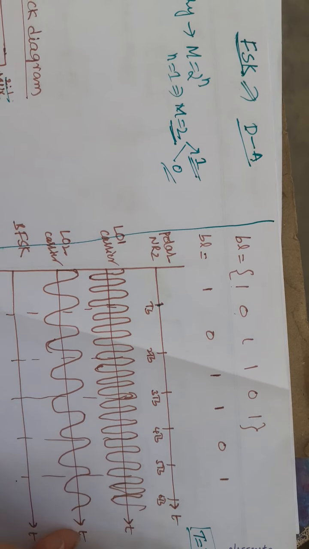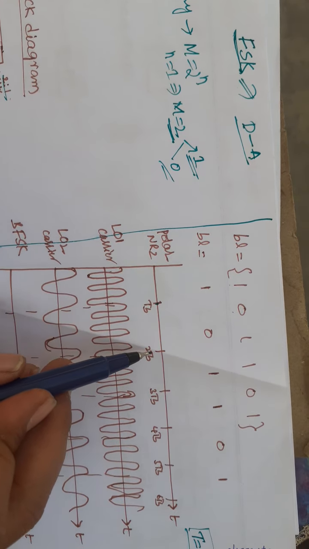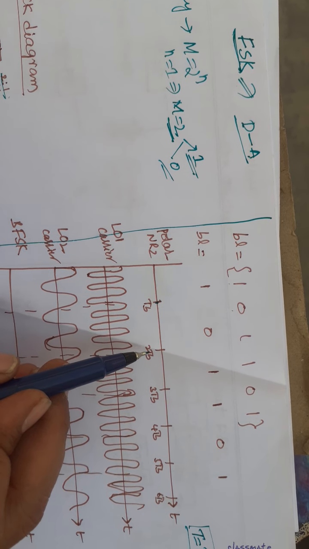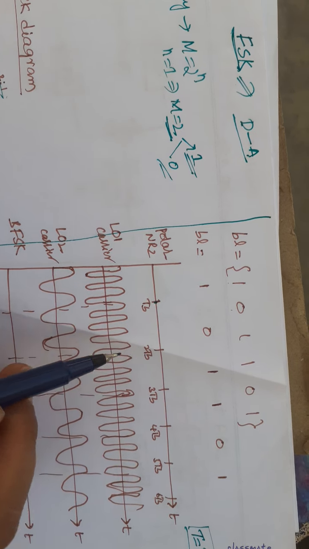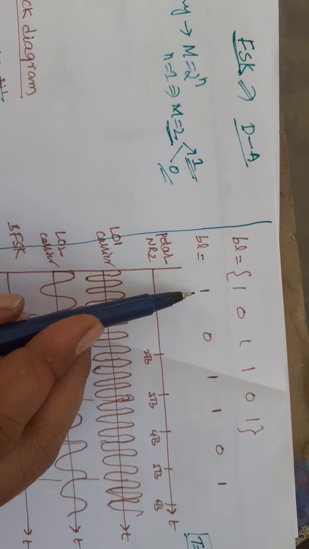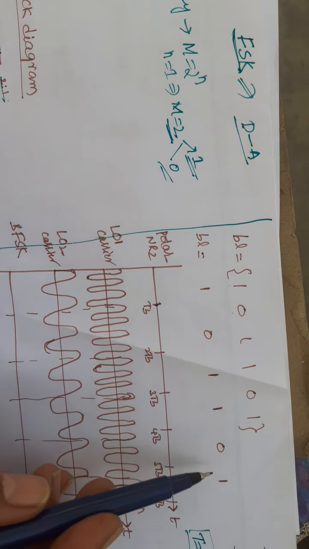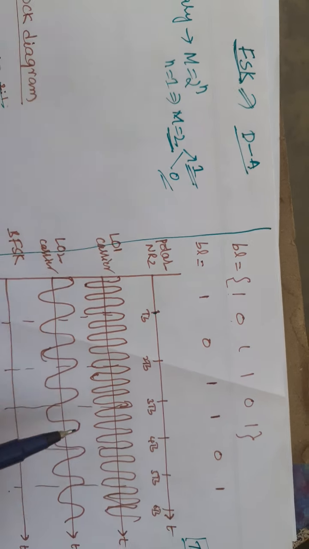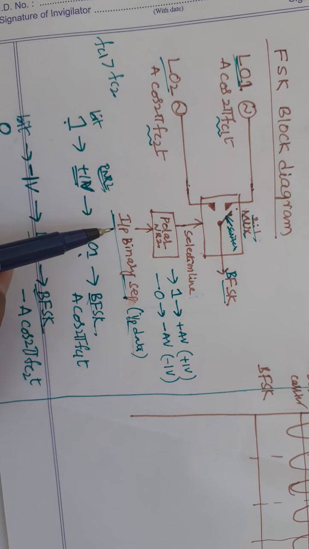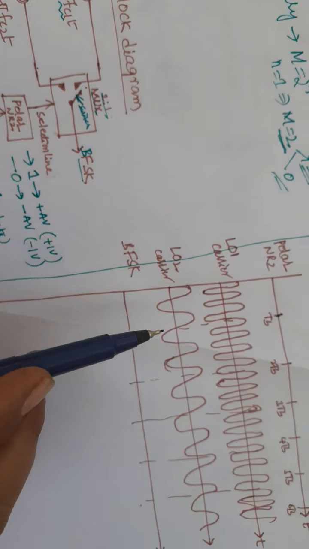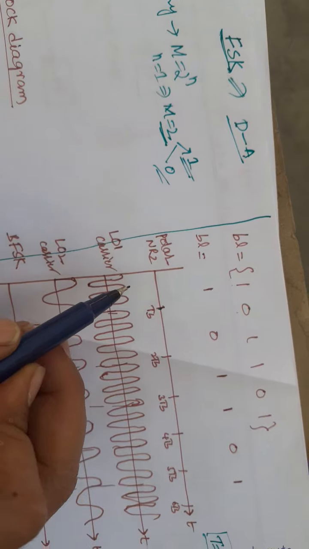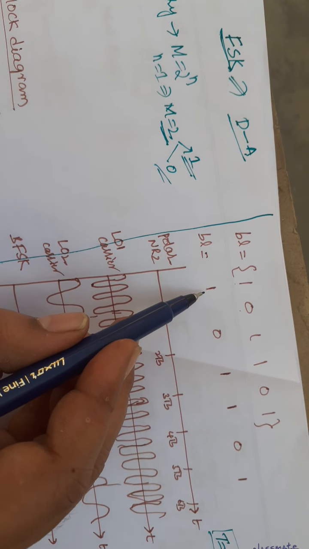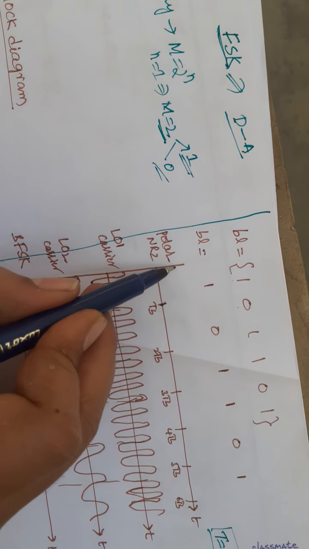So at a single TB duration we can transmit only one bit, either it may be 1 or it may be 0, right? So this is my input binary sequence. This input binary sequence is given to the polar encoder. So at the output of the polar encoder, see here, bit 1 is mapped to what? Bit 1 is mapped to plus 1 volt.